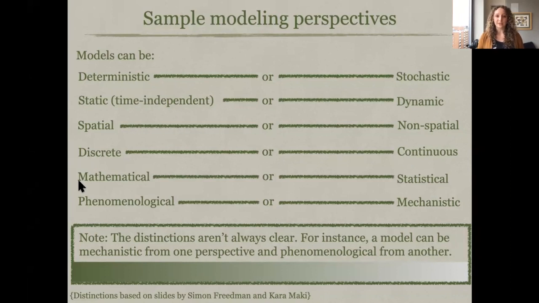Another buzzword that you'll hear is models being described as phenomenological or mechanistic. Oftentimes people will think of mathematical models as being mechanistic, meaning that they are getting at the mechanisms behind the agent interactions, and statistical models as being phenomenological and slightly more black box. But I would argue that the distinction isn't that clear, at least in my opinion, and I think it really depends on the perspective that you're looking at the system from.